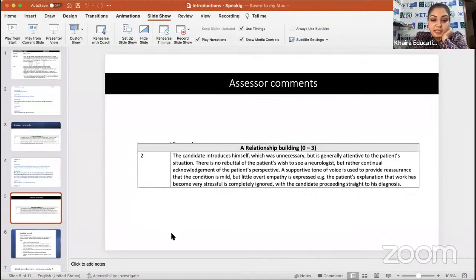Let's go back to the blog for now. We'll come back to the activities again later. But the purpose of showing you these comments was that this is something that the assessors take note of.